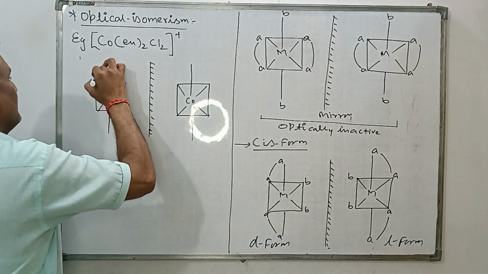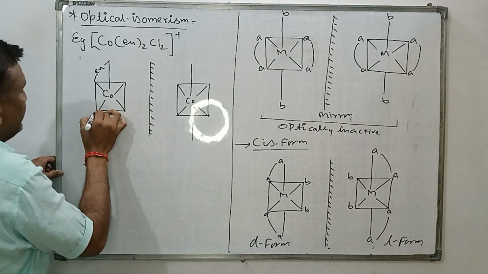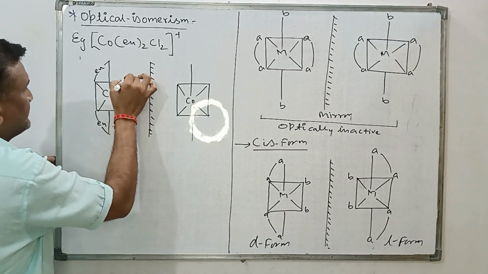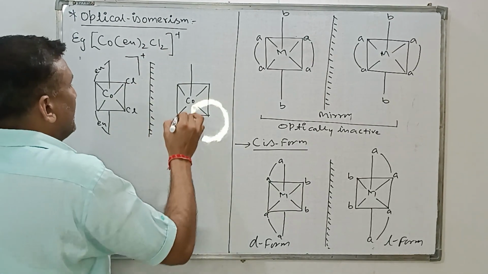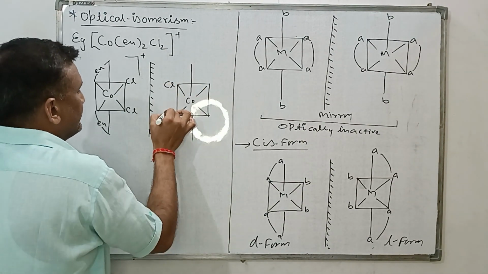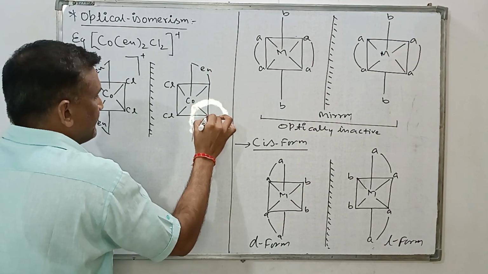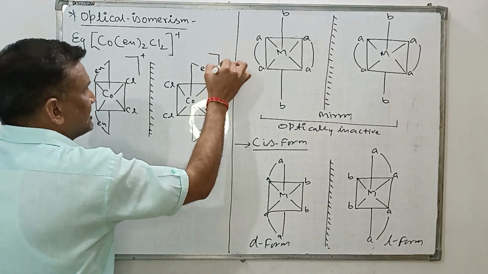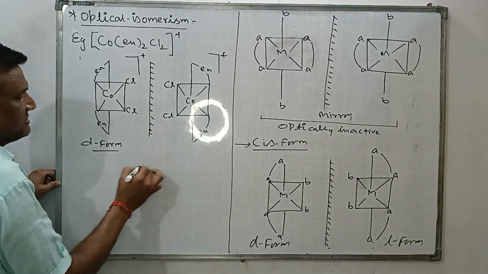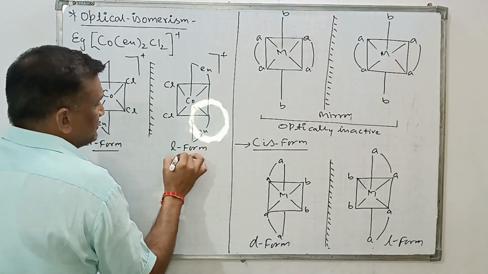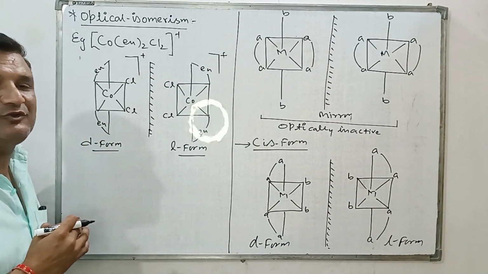We'll keep the en over here. This is the en. This is your second en. Both of the Cl are over here. The charge is plus, and its mirror image will be Cl. This is the en. This is the en. Here the charge is +1. So this is called the D form, and this is called the L form. So this was about the D and L forms regarding [M(AA)2B2].